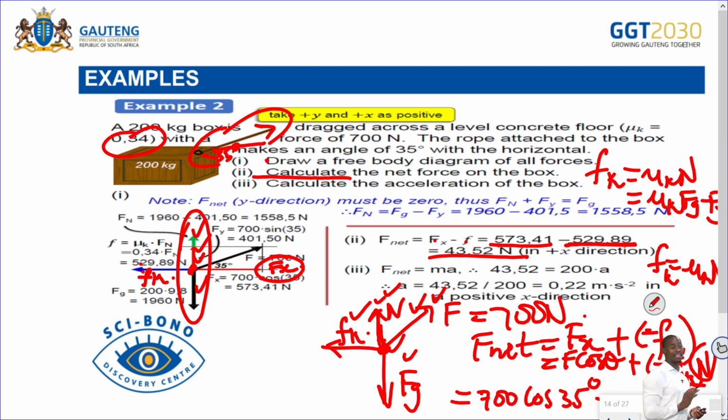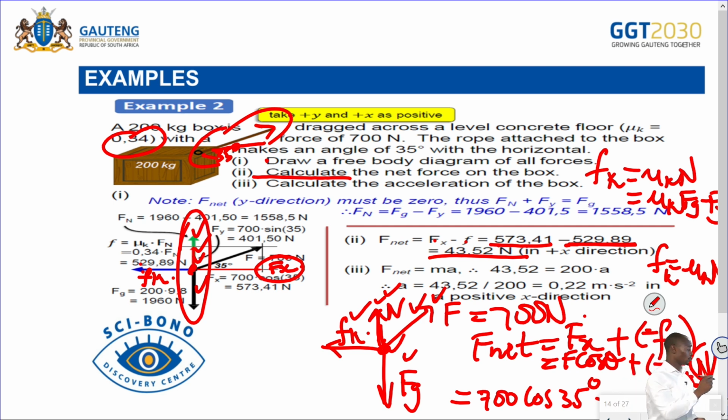Okay? But what is important is that if a force is applied at an angle, resolve that force into its components so that you will see all the horizontal and all the vertical forces. Then they also want us to calculate the acceleration. So again, it's an application of Newton's second law.